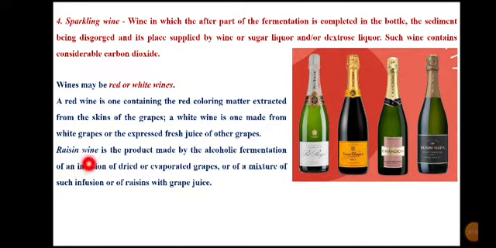One specialized type of wine is called resin wine. Resin wine is a product of alcoholic fermentation of an infusion of dried or evaporated grapes, or a mixture of such infusion or of resin with grape juice. Basically, these grapes are dried ones, like in Marathi it is called manuke. It is responsible for the development of characteristic flavor in finished wine.